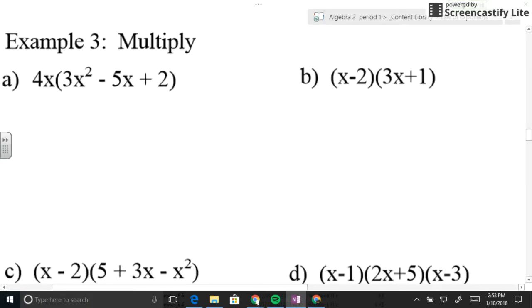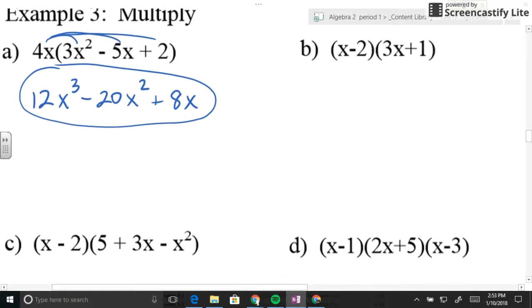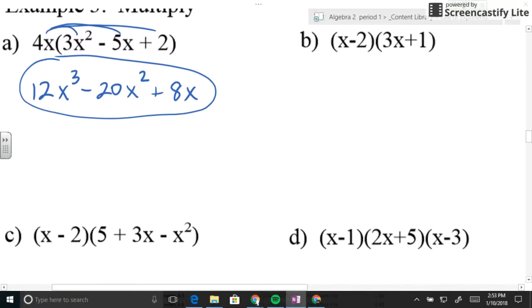Multiplying polynomials. So if I look at this first example, example A, I want to multiply 4x times 3x squared minus 5x plus 2. All I do is distribute the polynomial. 4x times 3x squared, I multiply 4 times 3 to get 12, and x times x squared gives me x cubed. And then I multiply 4 times negative 5x, which would give me a negative 20x squared. And 4x times 2 gives me positive 8x. And that's as far as I can go. So all we're doing is distributing.